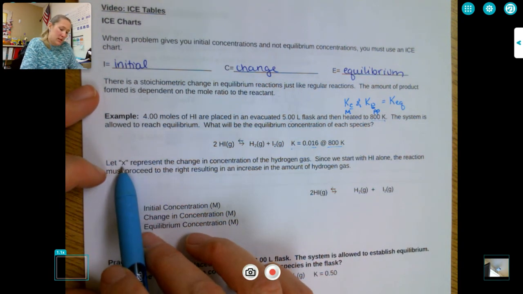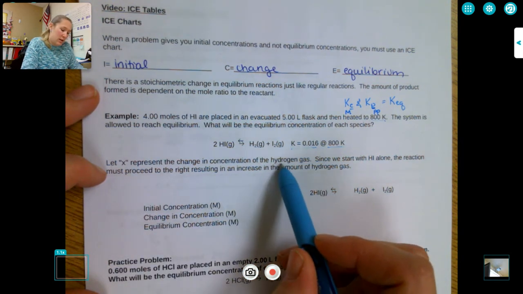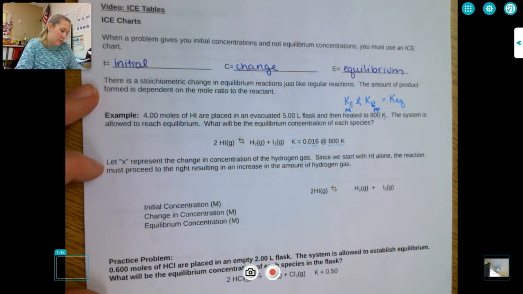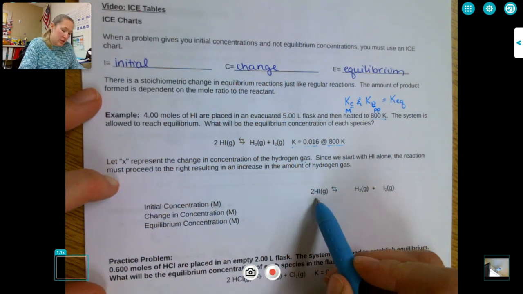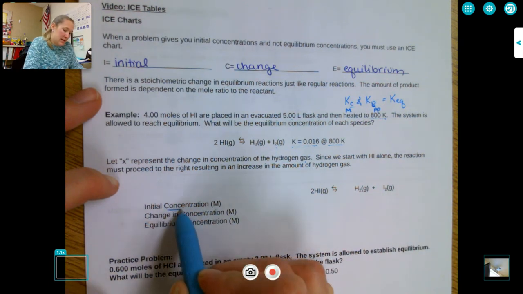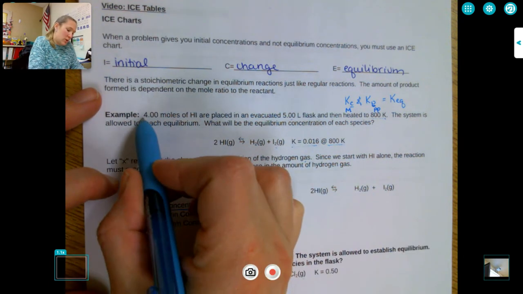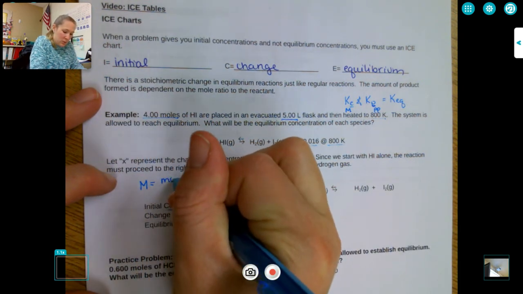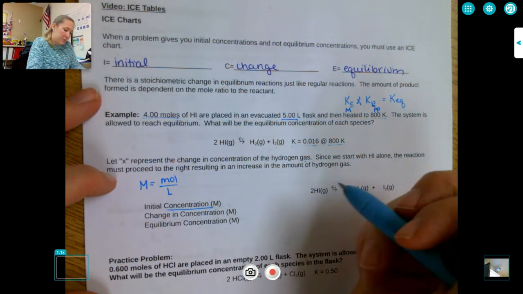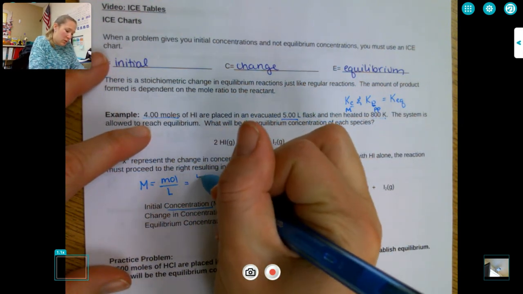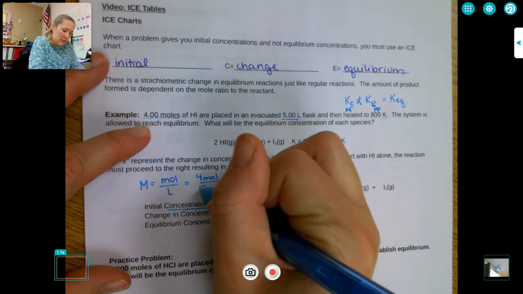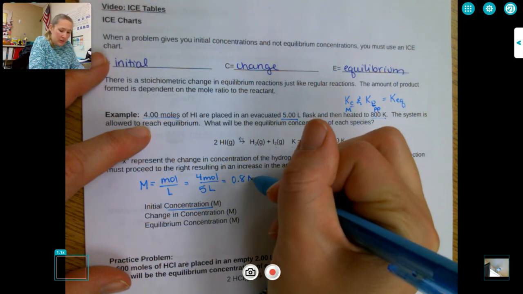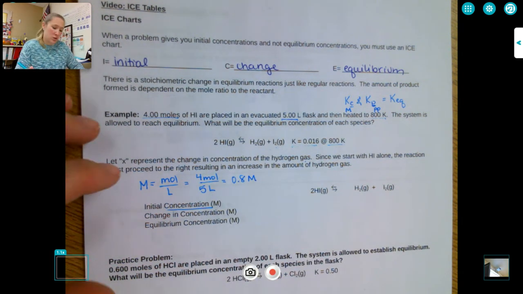So we're going to let x represent the change in concentration of the hydrogen gas, our iodine gas, and our HI. Before we can start writing things in, notice that we need initial concentrations, and we were told moles and volume. Remember that molarity is moles per volume. So if we were given 4 moles to start in a 5-liter container, that is 0.8 molarity, or moles per liter, for my initial concentration.